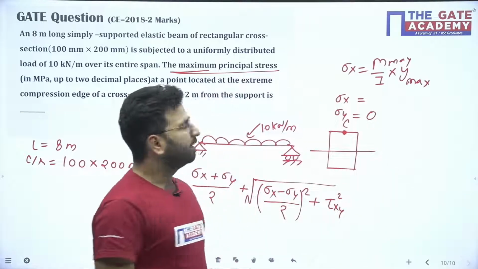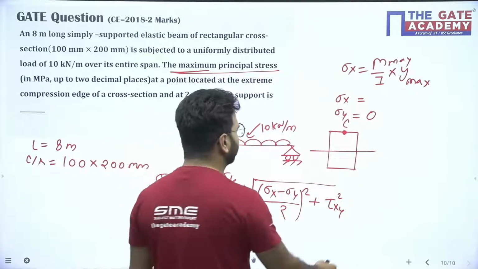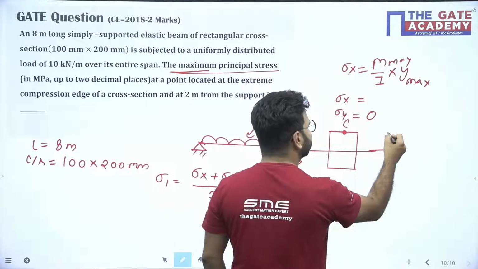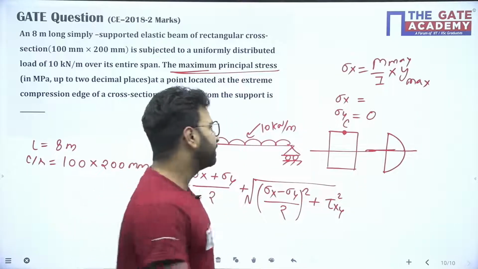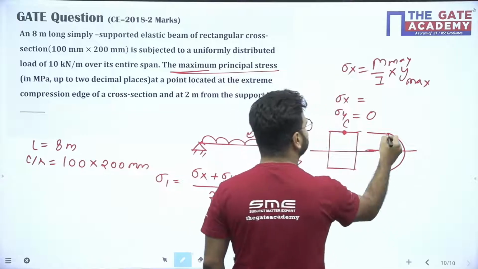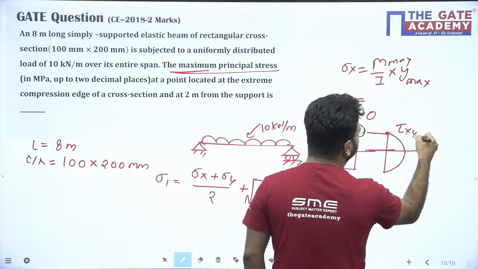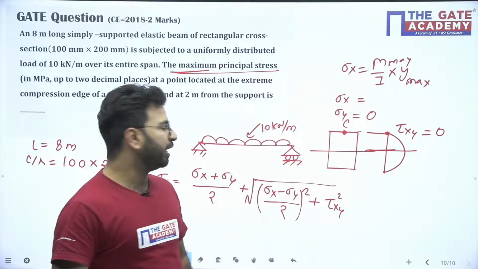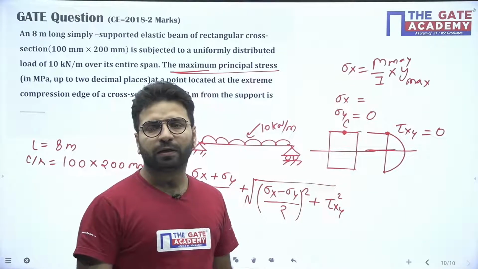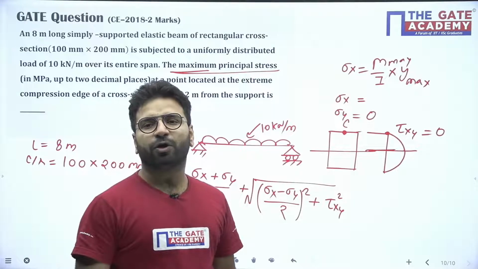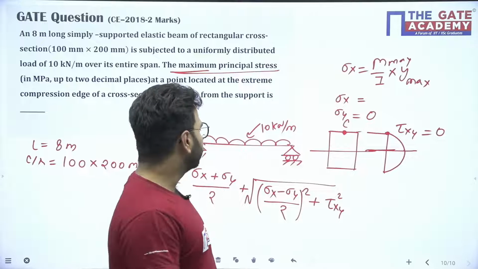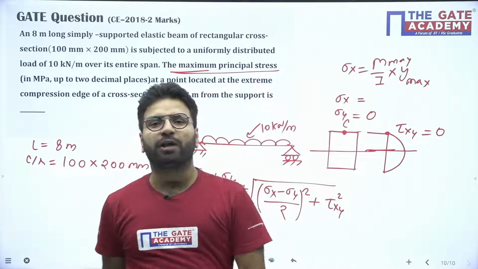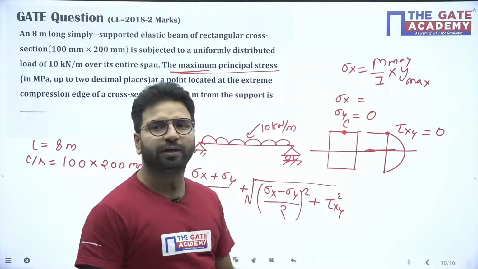I will discuss it in detail, but now I am telling you, in a rectangular cross section the shear stress distribution is like that. You can see at the top fiber, where y is maximum, our shear stress is 0. So tau xy is also 0. You just put all the values here.